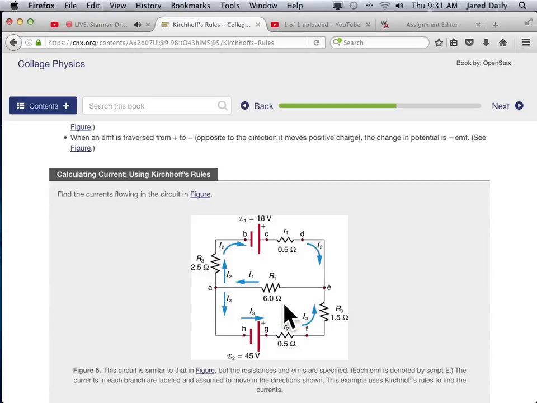Wouldn't that make that more or less like a battery charger? It could be, yeah, that could be it.